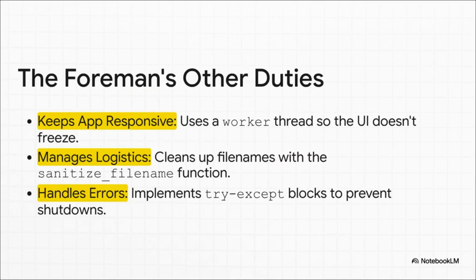And the foreman is a great multitasker too. It runs all the heavy lifting in the background so the app never freezes up on you. It handles the boring logistics like cleaning up file names to keep things organized. And crucially, it manages errors. So if one infographic fails to build for some reason, the entire assembly line doesn't just grind to a halt.